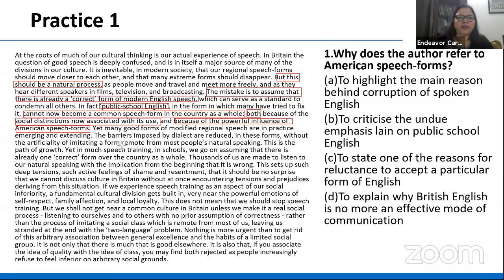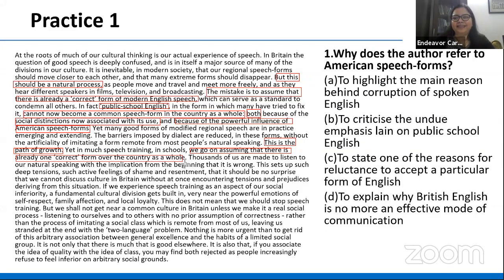You should not say so. Yet many forms of good modified regional speech are in practice emerging and extending. The barriers imposed by dialect are reduced in these forms, etc. And this is the path of growth, he says. Don't assume that there is a correct English. The path of growth should be a natural mixing and merging of different ways of speaking. Yet in much speech training in schools, what do we do? We go on assuming that there is one correct form of English. We've already said that in the first few lines too, right? There is one correct form of English all over the country.